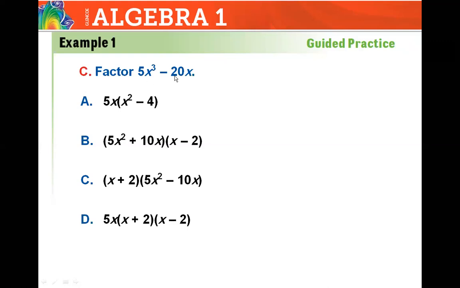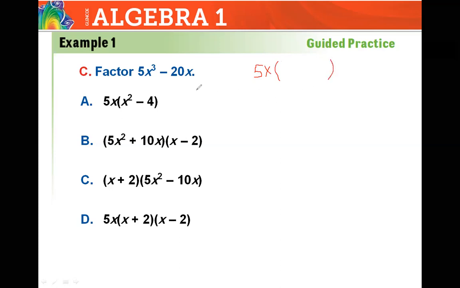Here 5 and here 20, both of them are in the table of 5. So we take 5 as a common factor first. What about x? Is x repeated for the two terms? Yes. The smallest power of x is 1, so I just write x. So 5x is my common factor, and then I open a bracket.